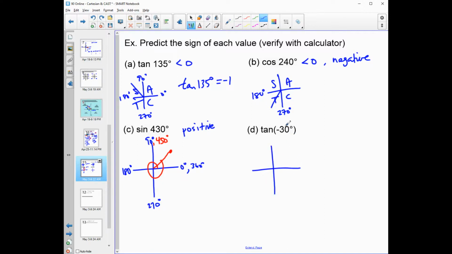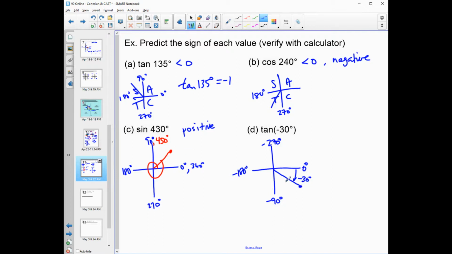And then finally, we got an example here of a negative angle. Now, the thing that's different about a negative angle is that we measure negative angles in the clockwise direction. So that would be 0 degrees, and that would be negative 90 degrees, and that would be negative 180 degrees, and that would be negative 270, and so on. In this case, we're at negative 30. So there is the terminal arm. There is the angle negative 30 degrees.